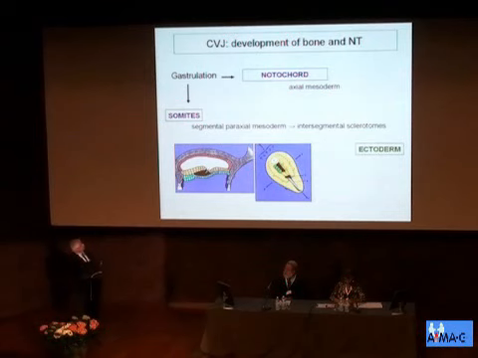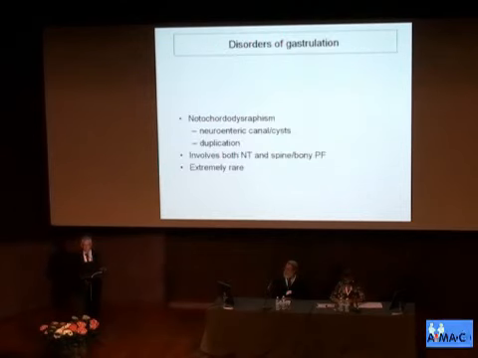So we have two very important things, the axial mesoderm and the segmental paraxial mesoderm. The somites are segmental, and we will see that to produce the spine, it has to become intersegmental. And that's where the story becomes a little bit more complex, because the start of everything is the notochord that induces both the spine and the neural tube.